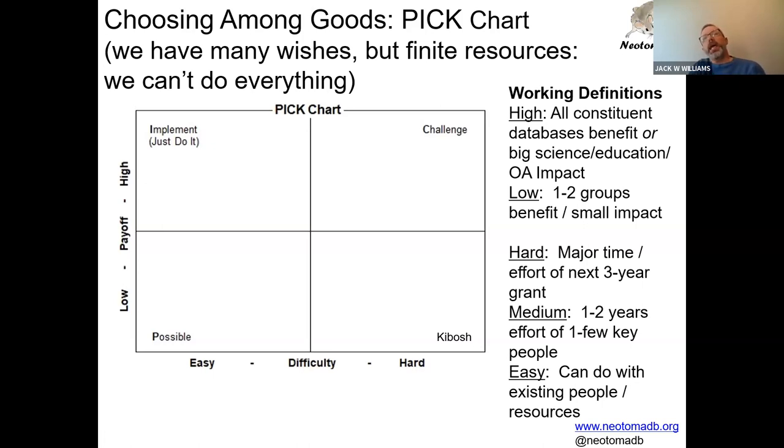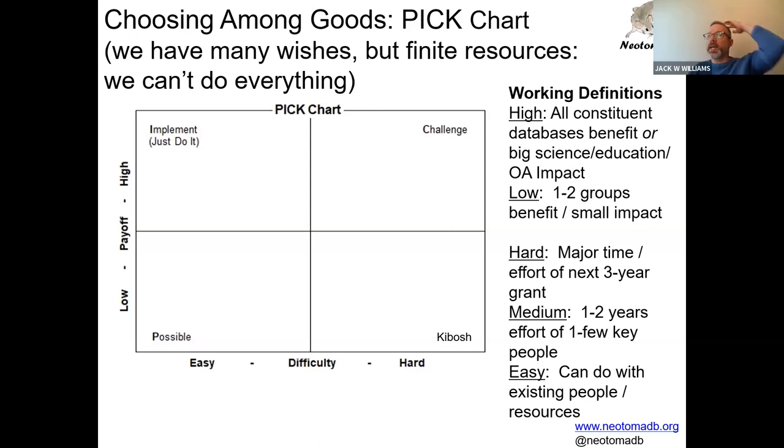Of course, what's easy, what's hard, what's high or low payoff could mean any number of things. So I came up with some proposed starting frameworks here. High would be, as Sarah put it nicely, that all constituent databases benefit, or there's some big payoff in terms of the science we can do, the education and so forth. Low is maybe just a few groups benefit or it's not very impactful.